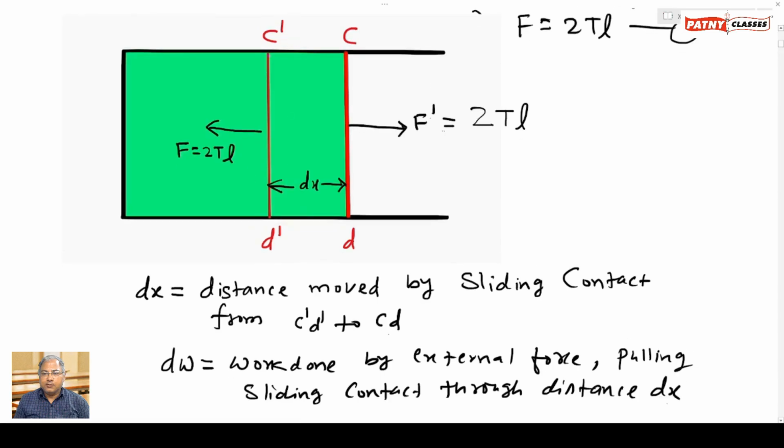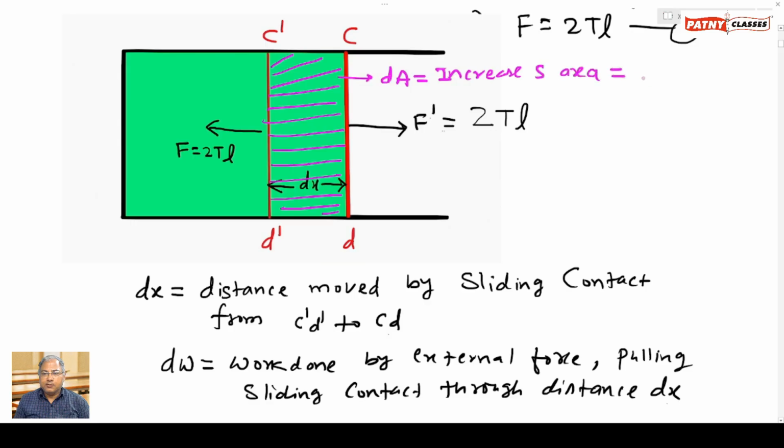So before pulling, the sliding contact was at C'D', and after pulling, it is at CD. So this much area we pulled. This is the space. So this much area we pulled, and there is an increase in the surface area of the film. So let us call dA the increase in surface area of the film.